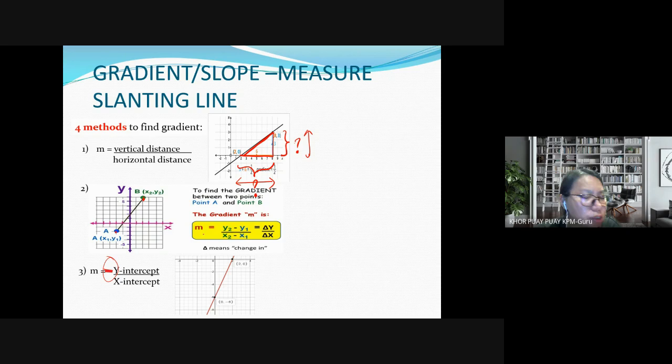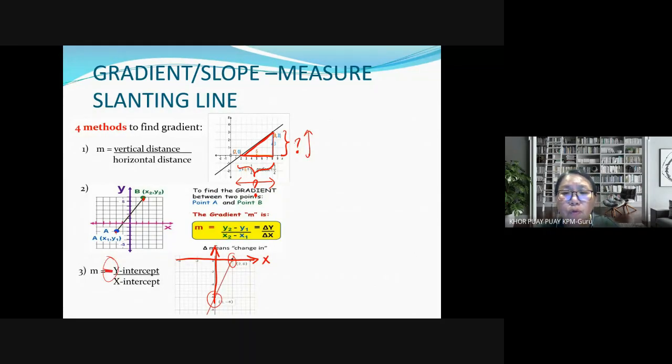Where to find the intercept? If the line passes through your y-axis here, this is your y-intercept. Pass through your x-axis here, this is your x-intercept. You can use the intercept. Kalau tak tahu, then you use other method lah.